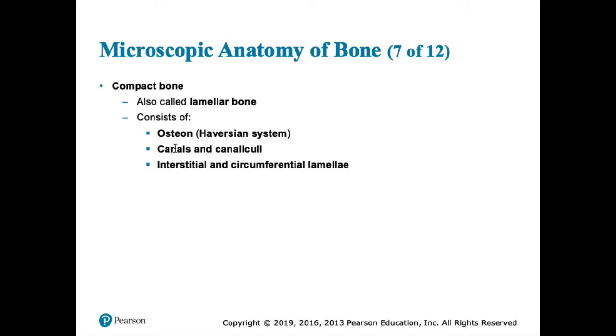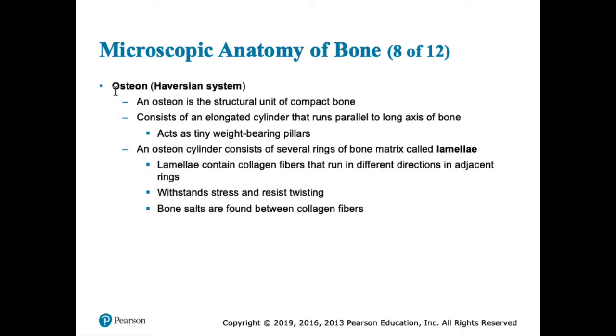It contains canals and canaliculi and interstitial and circumferential lamellae. So the osteon is just a structural unit of that compact bone. It consists of an elongated cylinder that runs parallel to the long axis of the bone, and it acts as these little tiny weight-bearing pillars.